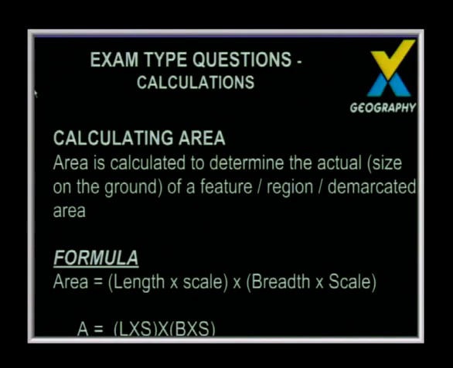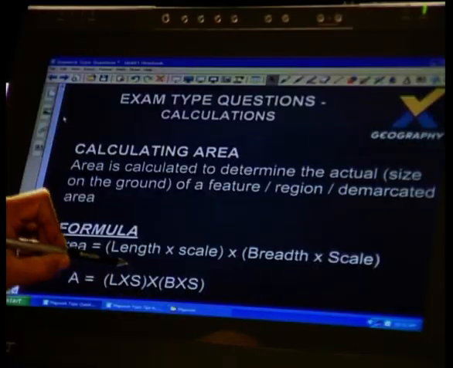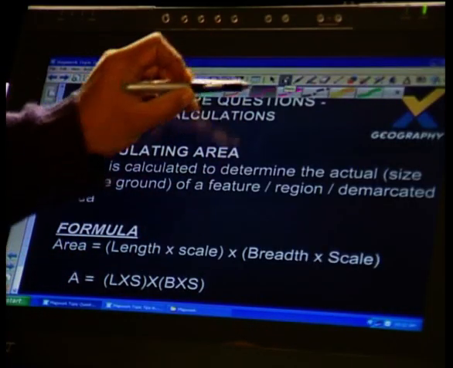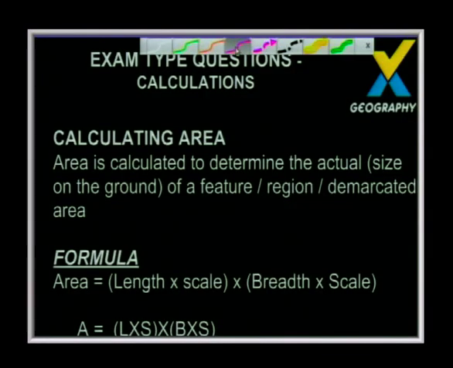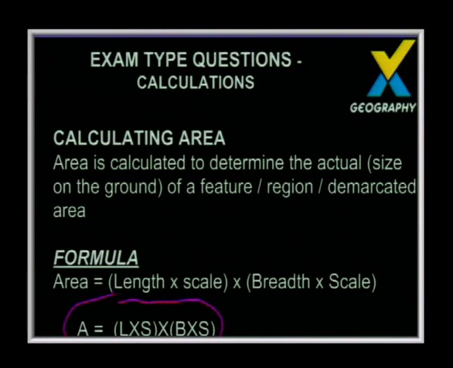Let's look at the next calculation. That's the calculation for area. Now, I know in most scientific cases, it just says length times breadth. But I just worry. When pupils multiply length times breadth, they forget about the scale. So I always say you always write it down as length times scale times breadth times scale. That is your important thing down there, so that you don't forget when you're answering the questions.